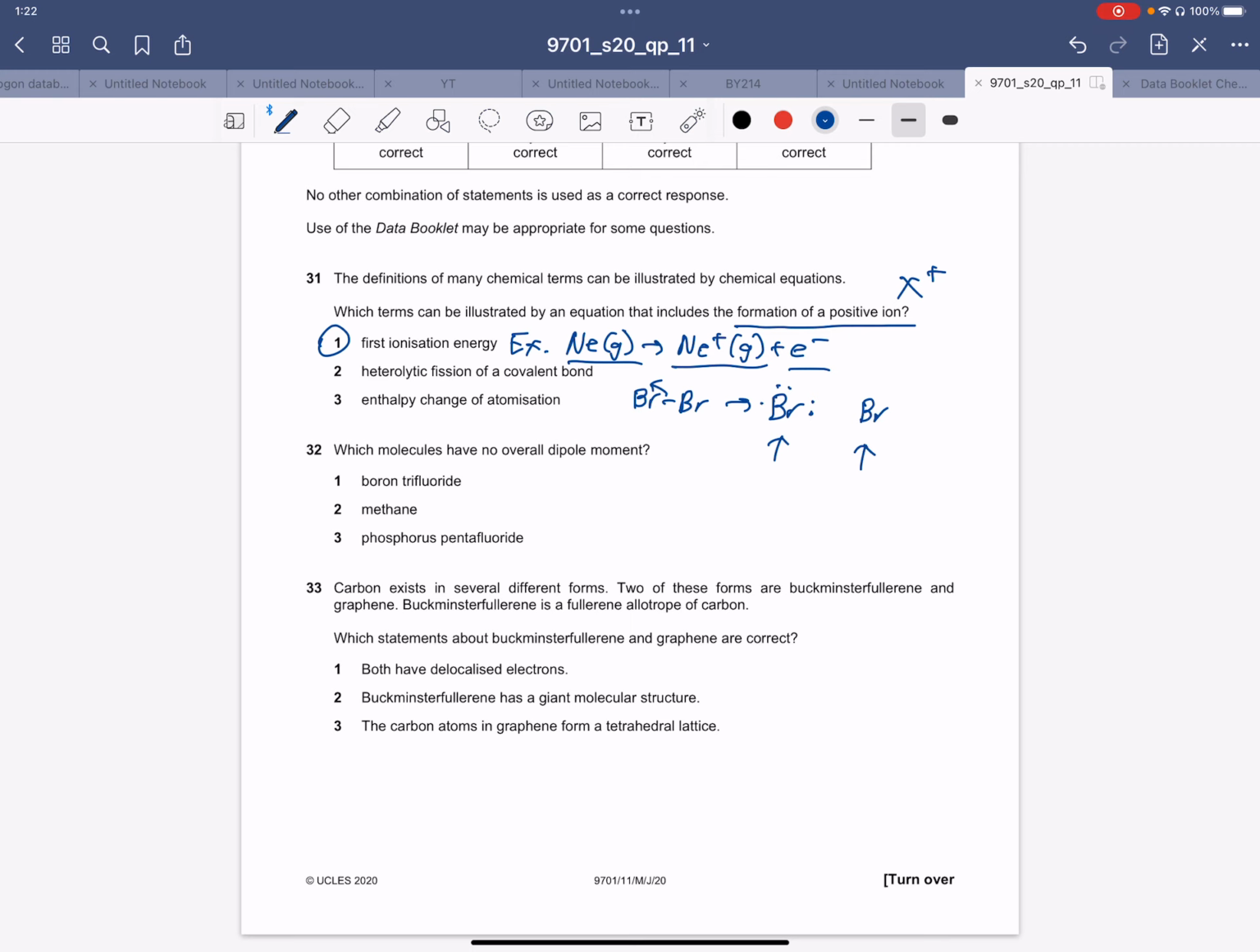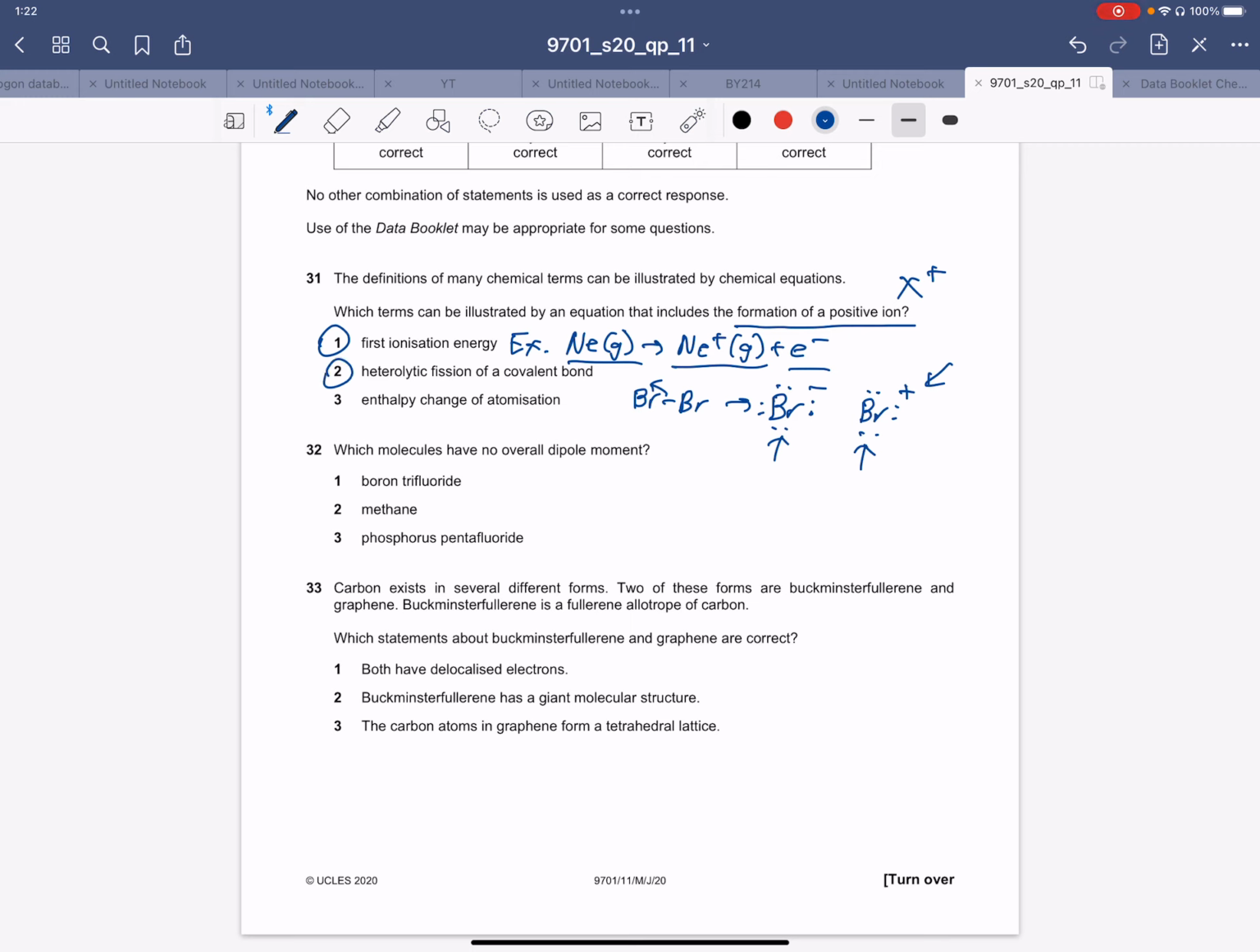So if you were to actually draw them all out, this is what it would look like, kind of like that. And what this means is this has a negative charge and this has a positive charge, because bromine normally has 7 valence electrons, and this one on the left has 8 and the one on the right has 6. So it's negative and positive respectively. And since this has a positive charge, you are forming a positive ion. So that is correct as well.